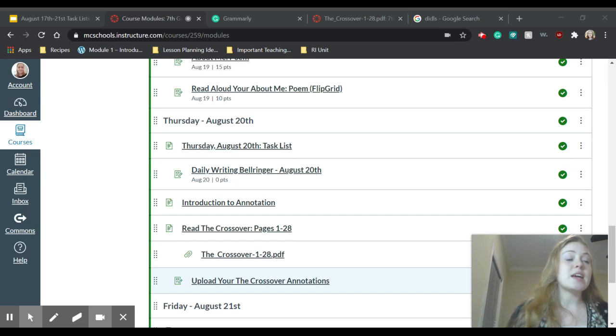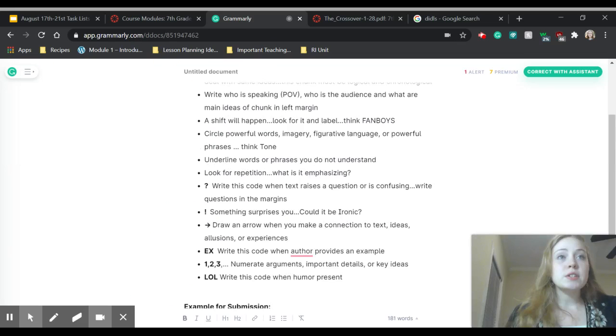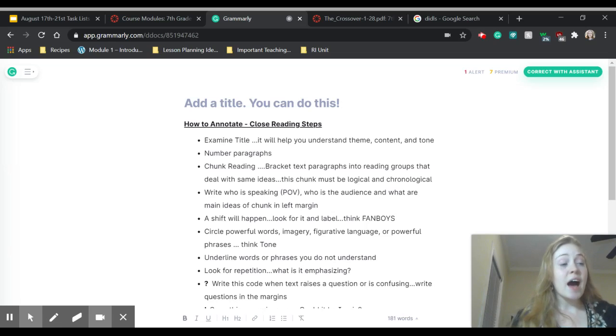Let's talk about what annotating is. So I have some notes that I'm going to show you guys. So let's go over to this screen right here. So we're going to talk about how to annotate. Annotation is when you write on a text or highlight things on a text to help you understand and close read a text more accurately and to do it in a way that will help you remember and understand it better. So there are a lot of different ways that you can annotate.